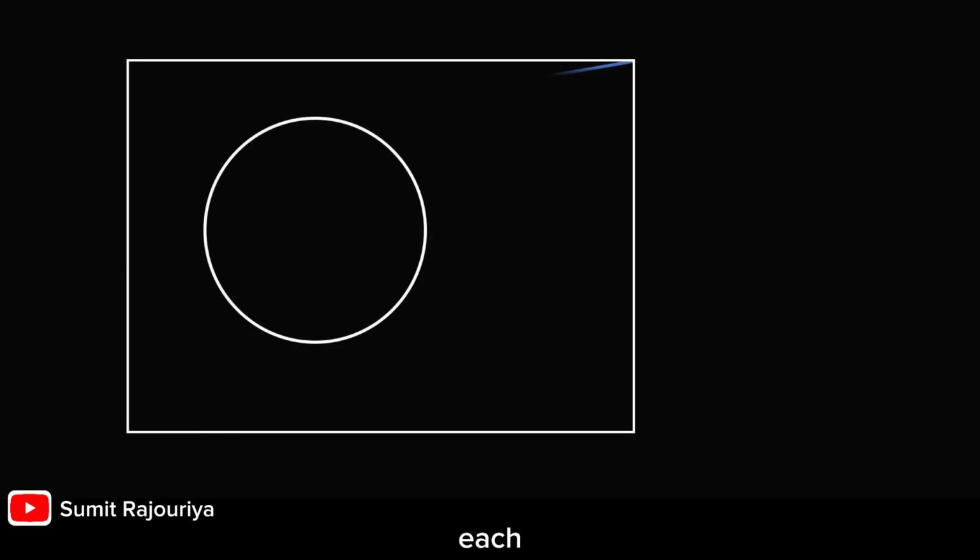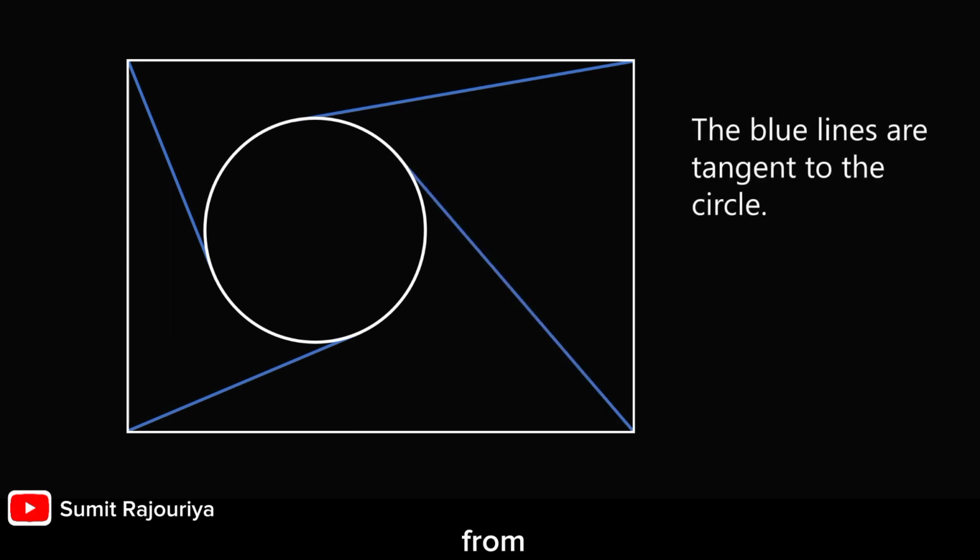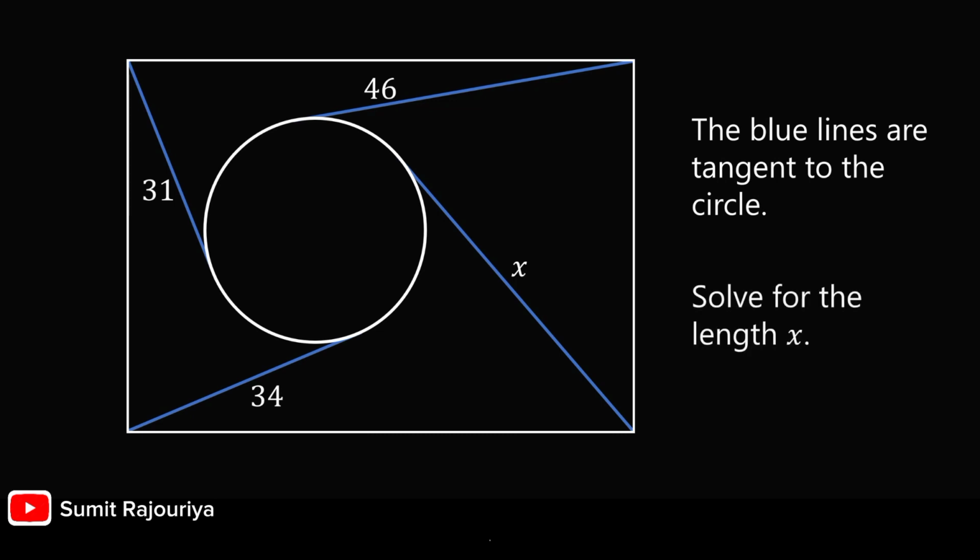A rectangle contains a circle. From each corner of the rectangle, construct a tangent line to the circle. Starting from the northeast corner, the lengths of the tangent lines are equal to 46, 31, 34, and x. The question is to solve for the length x.